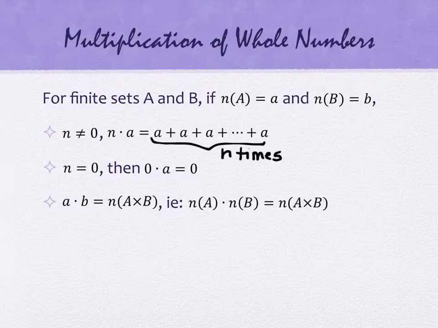And then if we multiply a times b, that is, the number of items in set A times the number of items in set B, that is actually equal to the number of items in the Cartesian product. And we actually saw that property once before when we looked at the Cartesian product. We saw this formula come about.